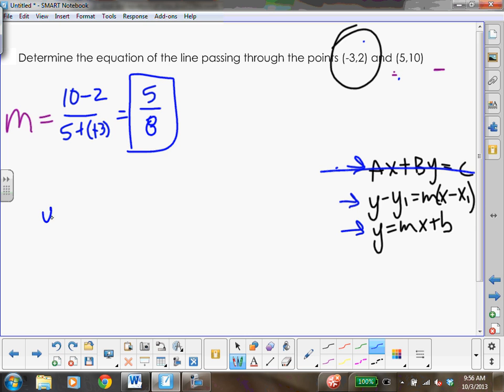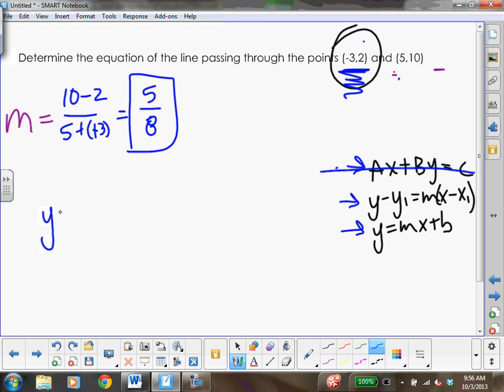So I'll say y, and it doesn't matter which point I use. I will use the point (-3, 2) to write the equation of my line. You could use the point (5, 10), and technically that is the same line and would be an equivalent response.